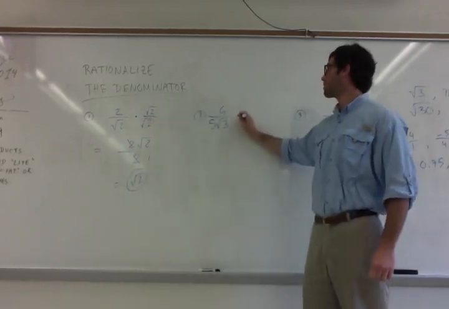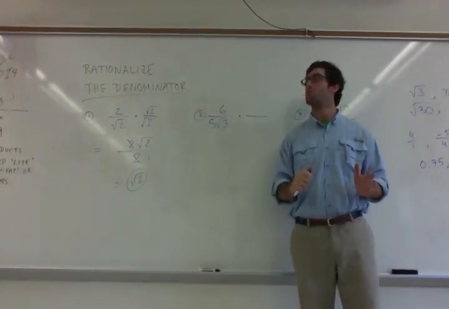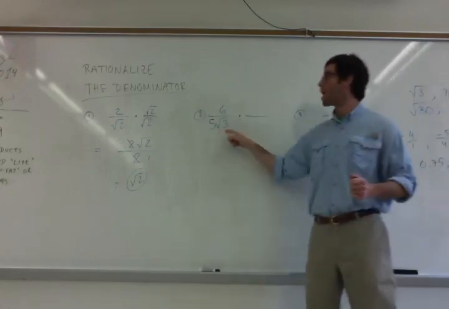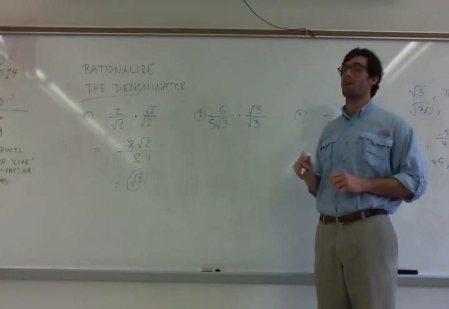Another one. This one. We don't need to worry about the 5. All right, if it was 5 plus root 3, it would be a different story. I'll do that in problem 3. It's just 5 times root 3. So still, we can just multiply by root 3 over root 3.